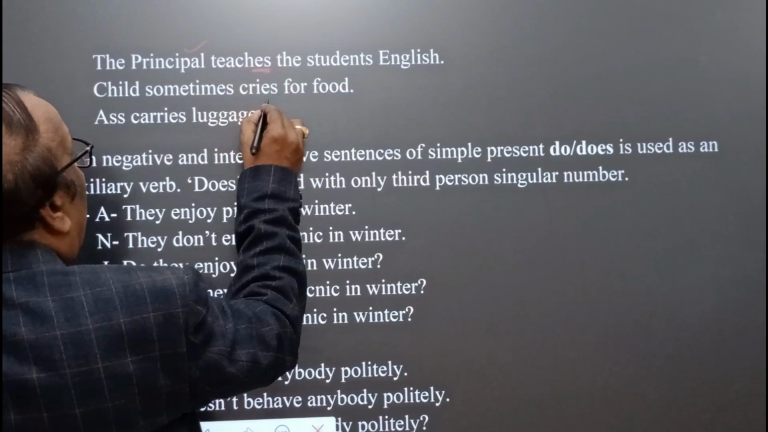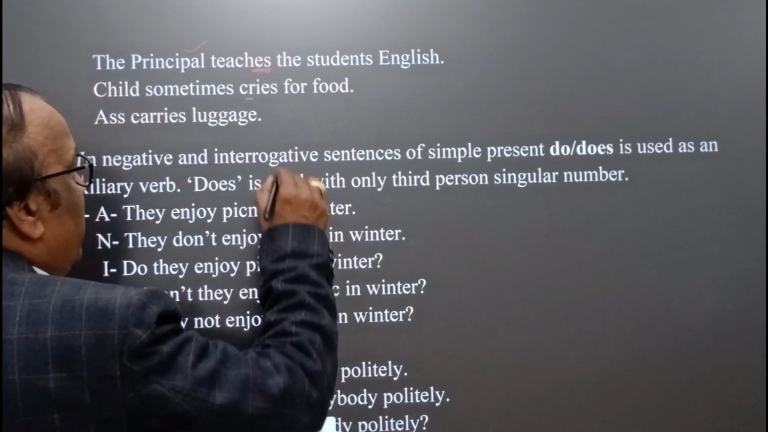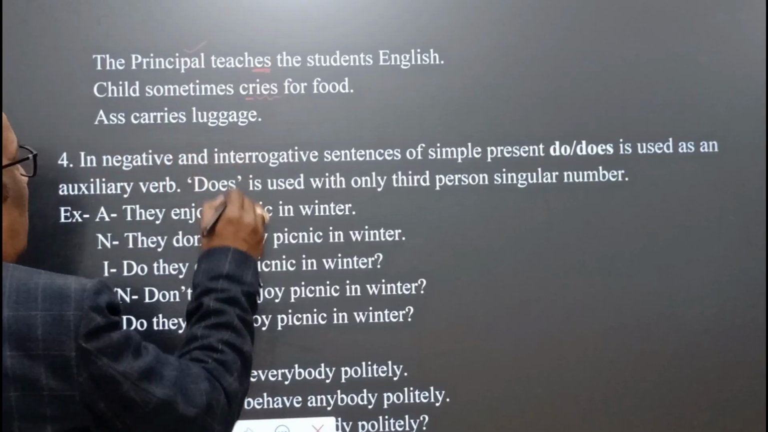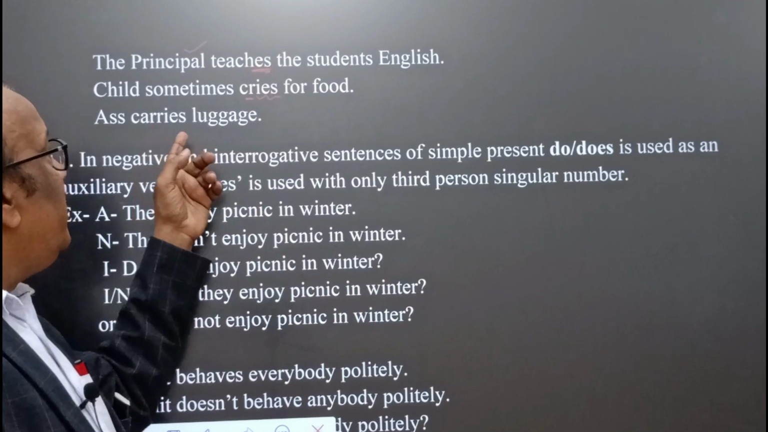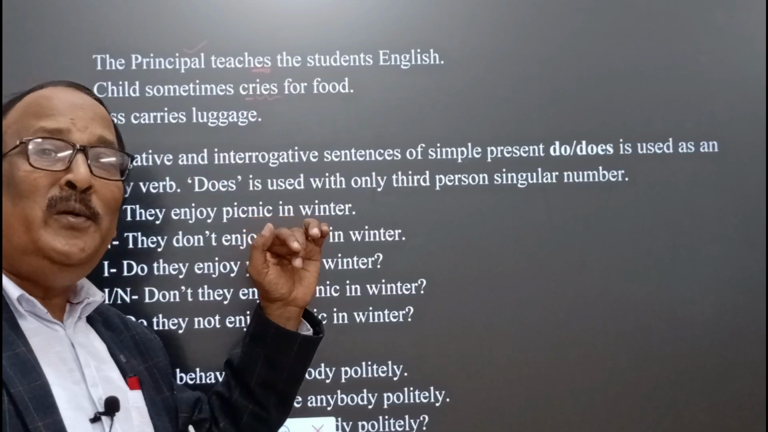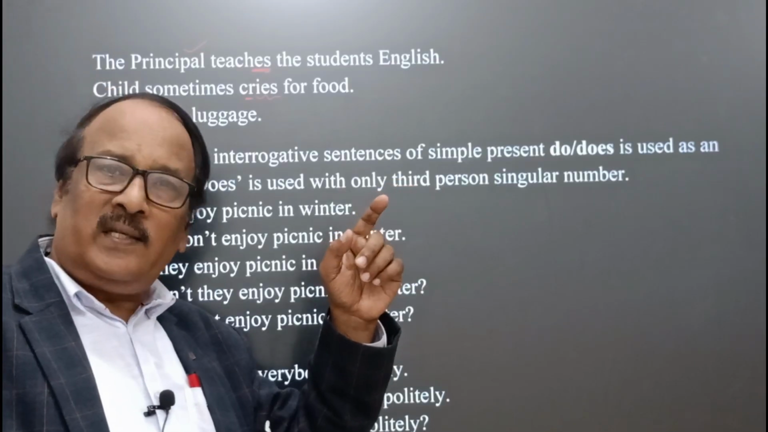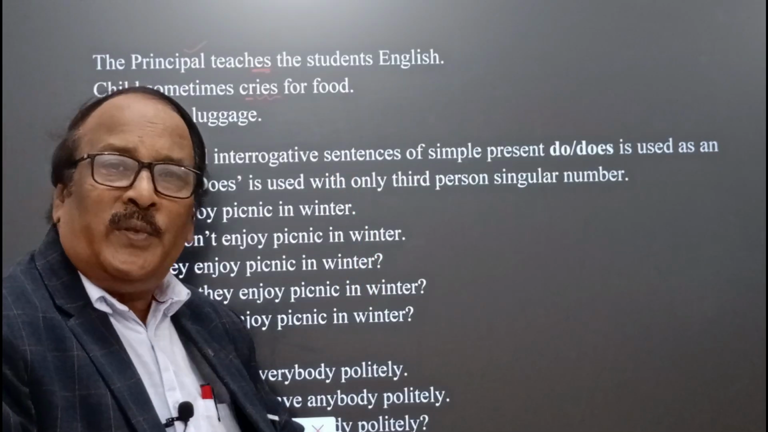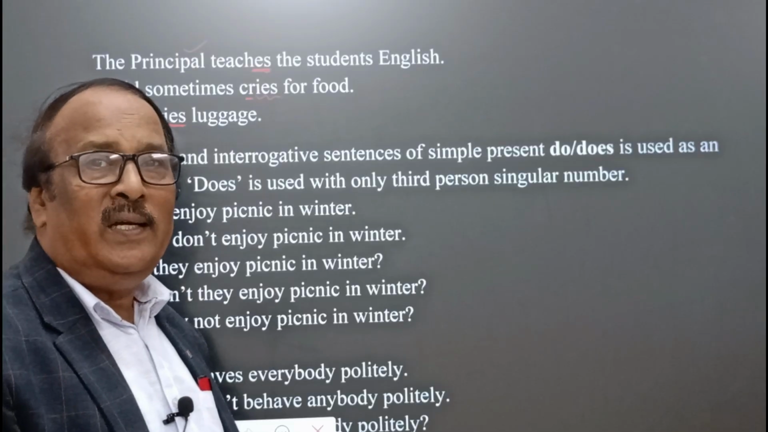Child sometimes cries. Before y there is r, therefore y is dropped, ies is used as a suffix. Cries for food. Ask, carries luggage. Here the same idea. Carry: r, y. Okay, because r is here, therefore y is dropped and suffix ies is used. These are the ideas in connection with how we use suffix s or es or ies whenever the subject of the verb is in third person singular number in the case of simple present tense.